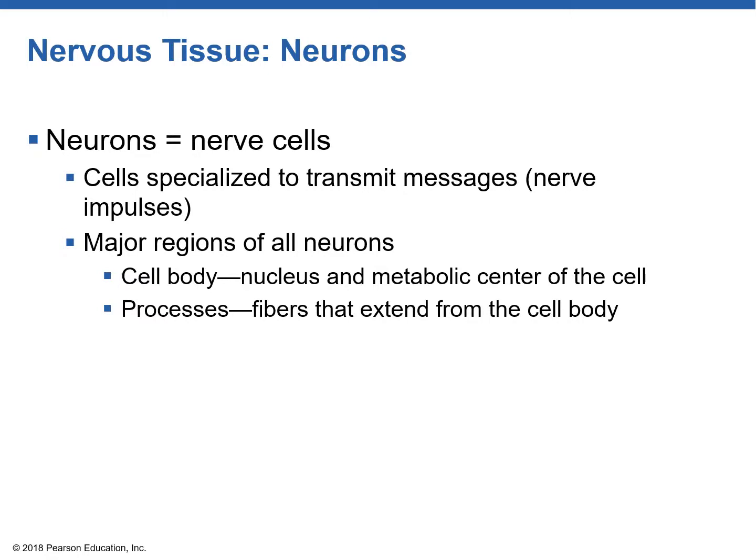Okay, so the neurons themselves, another term for these, of course, are just nerve cells. These are the cells that are specialized to transmit messages or nerve impulses. The major regions of all neurons, we have the cell body, of course. This is where the nucleus is, and it's the metabolic center of the cell, so most of the organelles of the cell are going to be found within the cell body. And then we have the processes that are fibers that extend from the cell body. And those are going to be known as dendrites. And then, of course, the axon.